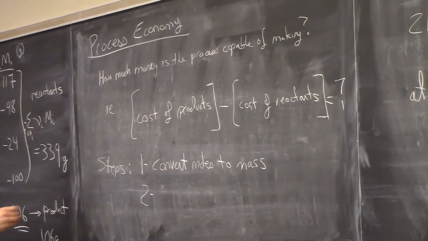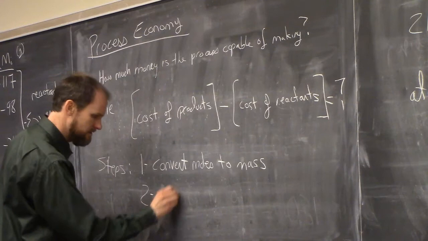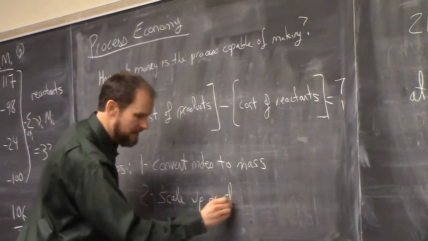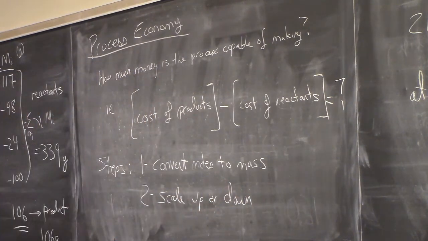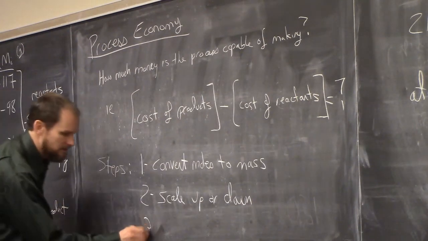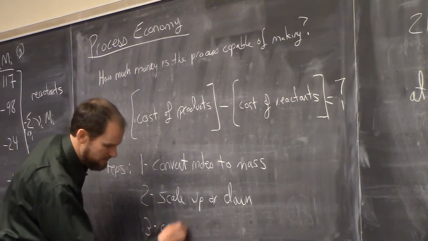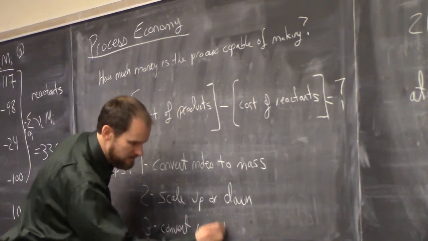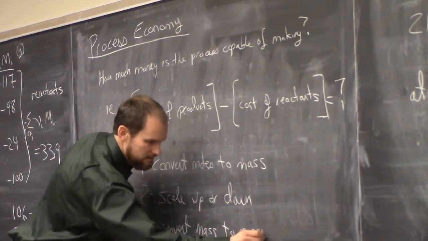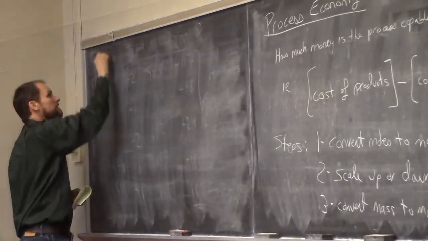Second, how much we're going to make depends on how much we put through, right? Are we going to make 106 grams? Well, it's not that much. If you're going to set up a business, build a plant, get investors, you're probably going to make much more than that. So we're going to need to scale up or down to your actual amount of production that you plan to do. And then third, you need to convert mass to money. So that's where our costs come in.